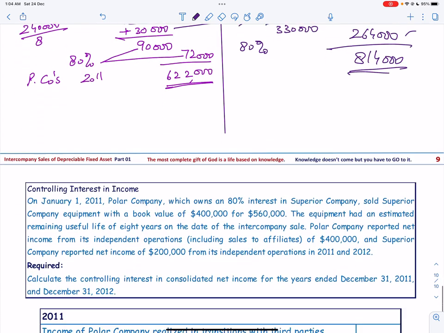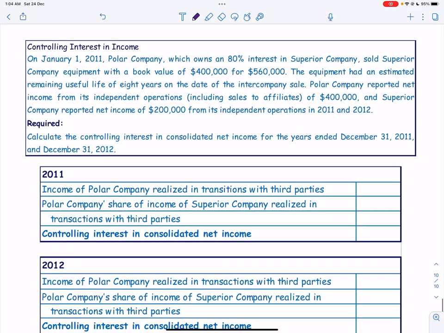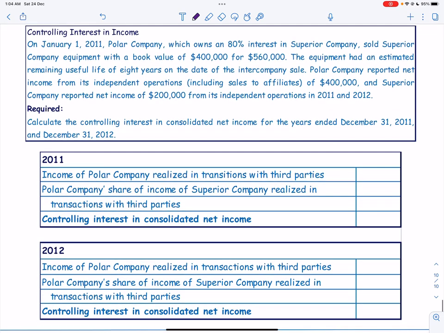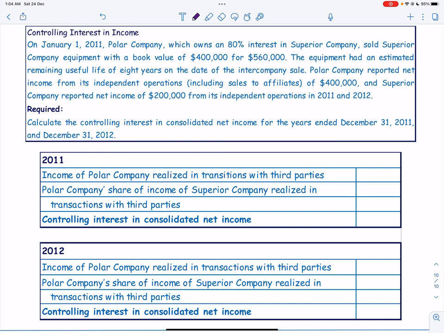Let us do one more exercise. On January 1, 2011, Polar Company, which owns 80% interest in Superior Company, sold Superior Company equipment with a book value of 400,000 for 560,000. So there is an intercompany gain of 160,000. The equipment had an estimated remaining useful life of 8 years on the date of the intercompany sale. P company reported net income from its independent operation, including sales to affiliate, of 400,000, and Superior Company reported net income of 200,000 from its independent operations in 2011 and 2012.